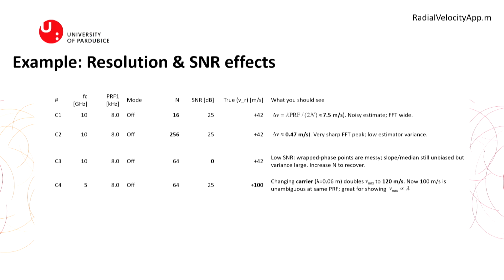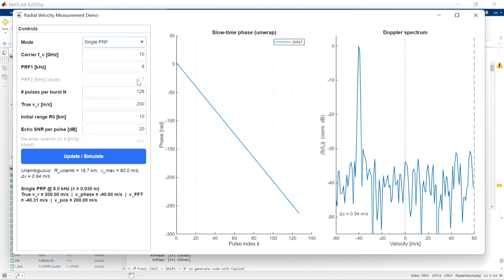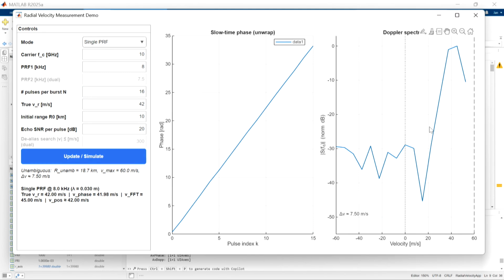Then we have C, and it is the influence of the number of pulses. Okay, I will show you this one. It is interesting. So I will switch to 1, so 10, 8, and now we will put 16 and speed 42. Do you check this spectrum? We have only 16 samples in the CPI. So check, if I draw it in discrete, there will be 16 points.